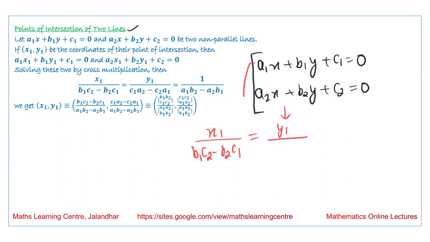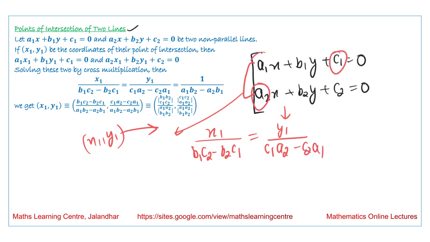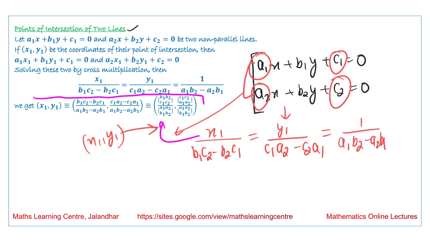If the point of intersection of these two lines is (x1, y1), then x1 and y1 we can calculate using these equations. It is c1a2 - c2a1. We are talking about these coefficients over here. We are using the method of cross multiplication, and this is equal to 1 over a1b2 - a2b1, and using these values we obtain the value of x and y in this form.